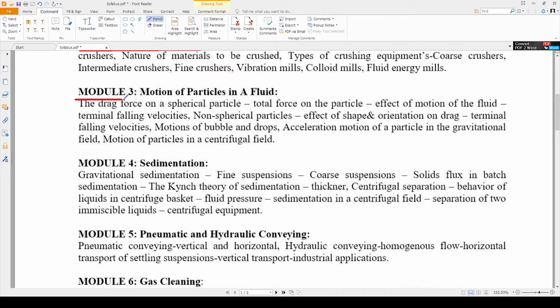In module 3, we'll be studying how the particles move inside a fluid. What will the velocity be, which direction it will take, and we'll also study the terminal velocities. What are the drag forces? What will be the acceleration of a particle if it is moving in water or in some other liquid? Those we'll study in this module. Also, we'll study how the motion of bubbles and raindrops changes, and what affects them.